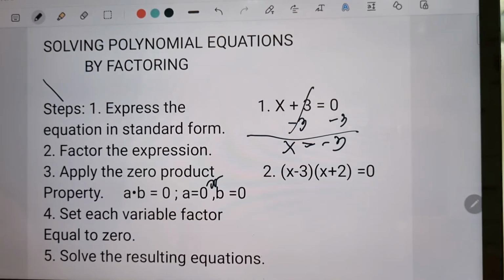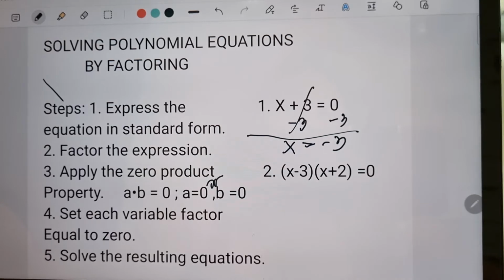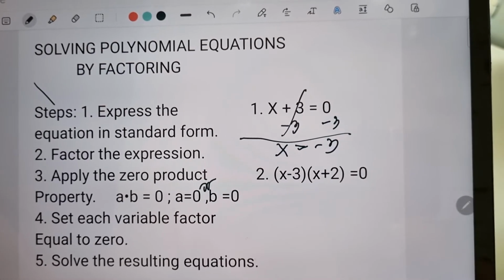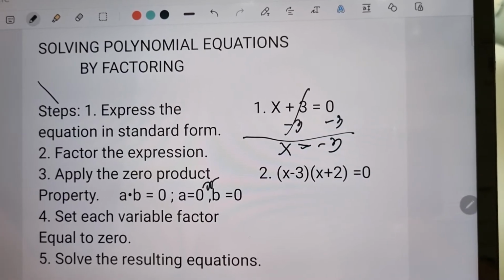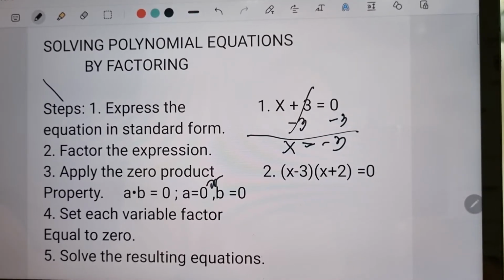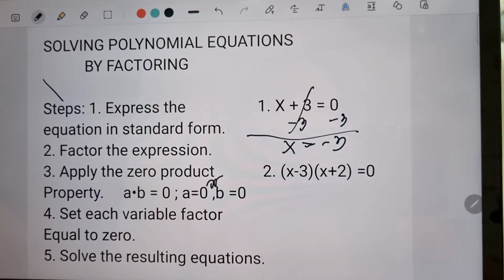Now, in number 2, this is quadratic polynomial. Why quadratic? Because x times x, that is equal to x squared. So the degree is 2, which is quadratic polynomial. And the given is already factored. So napansin nyo, equal to 0. So dapat nasa right side ay dapat equal to 0. So now in this case, kailangan i-set na lang natin.